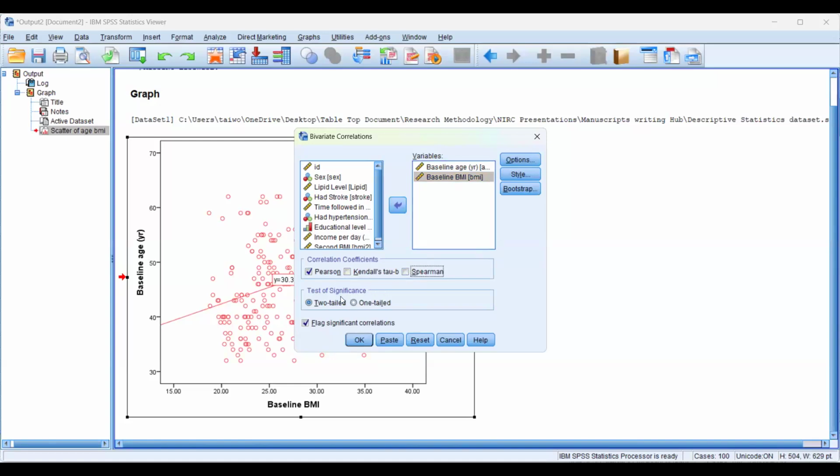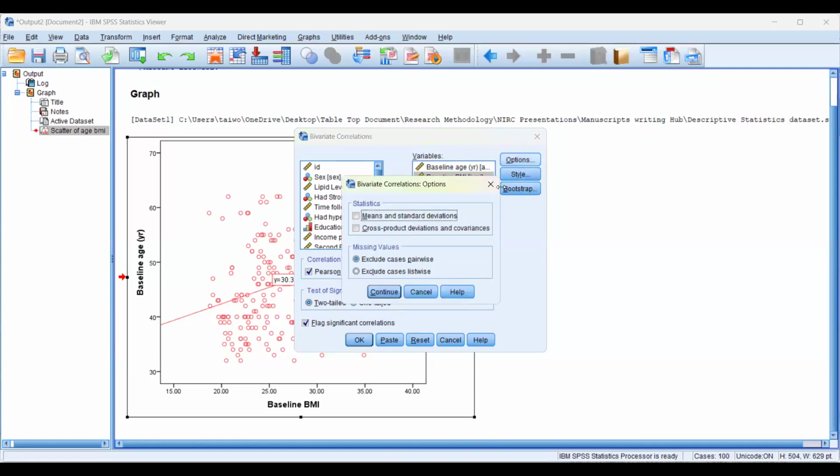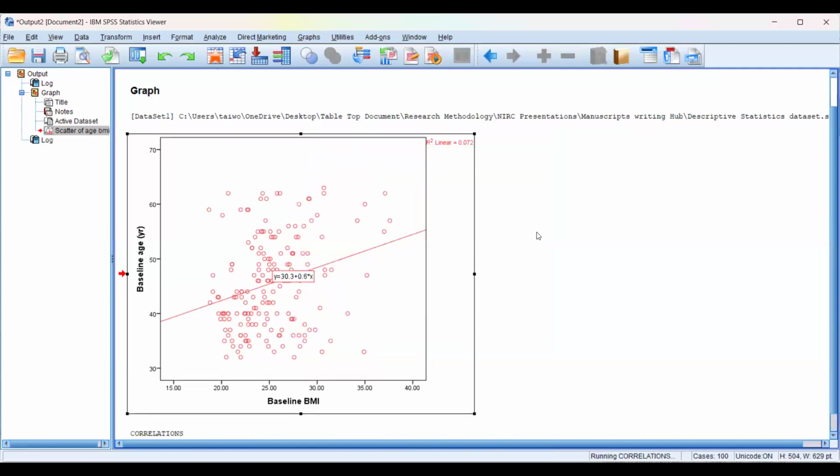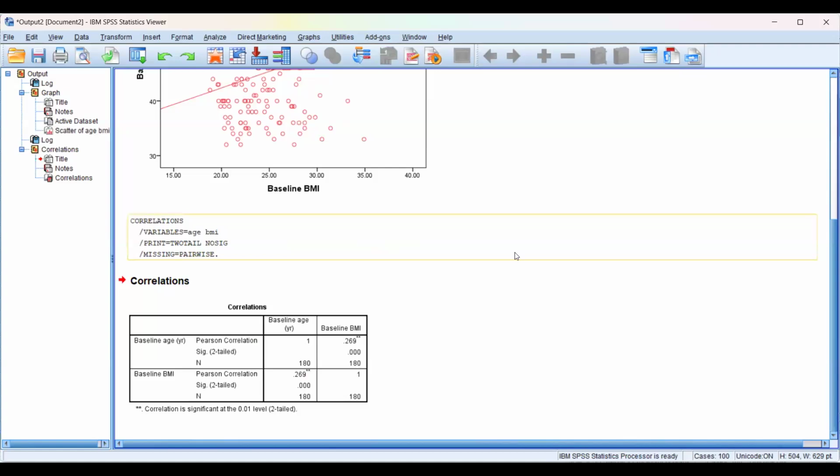And then there's a test of significance here, which is based on whatever type of hypothesis you have, two-tailed or one-tailed. I assume you have an understanding of what that is. And then if there are options of what you want to do, you can pick options there. But I would just say okay, so that we can see our correlation here.